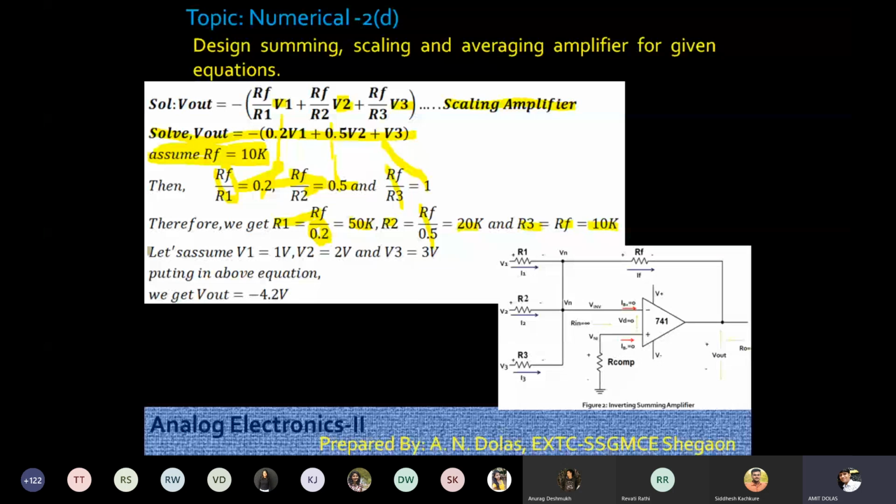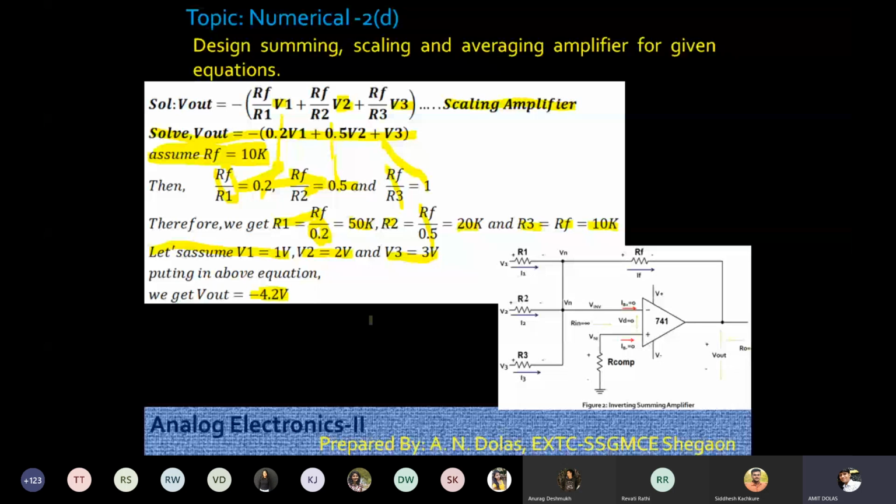Let's assume the previous values. I took V1 1 volt, V2 2 volt, V3 3 volt, putting into the above equation. So it will be 1 volt into 0.2 plus 2 volt into 0.5 plus 3 volt into 1. So the answer comes 4.2 volt, and which is minus sign. So this is all about the scaling amplifier. We individually scaled all the sources with different scaling factors.